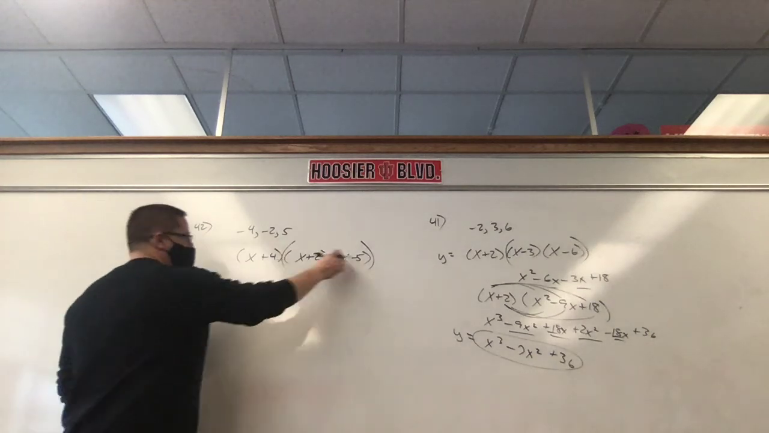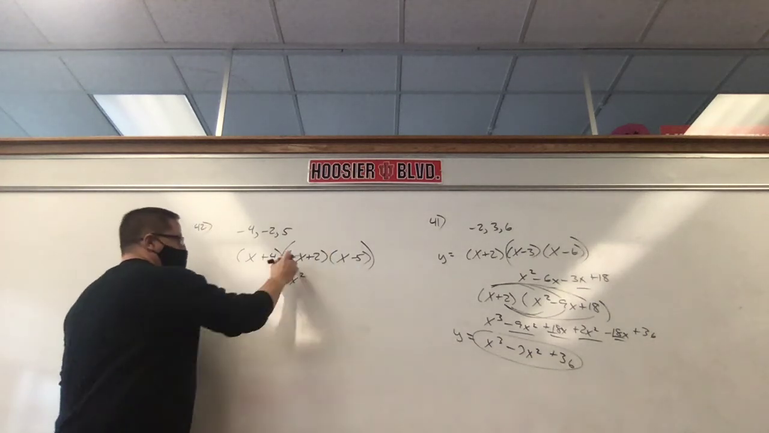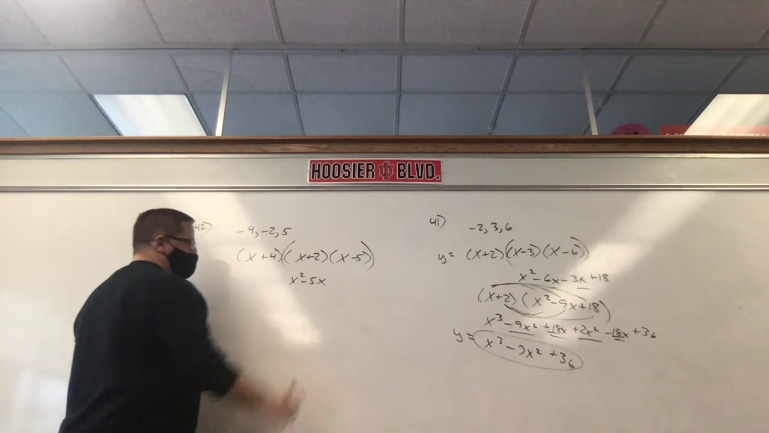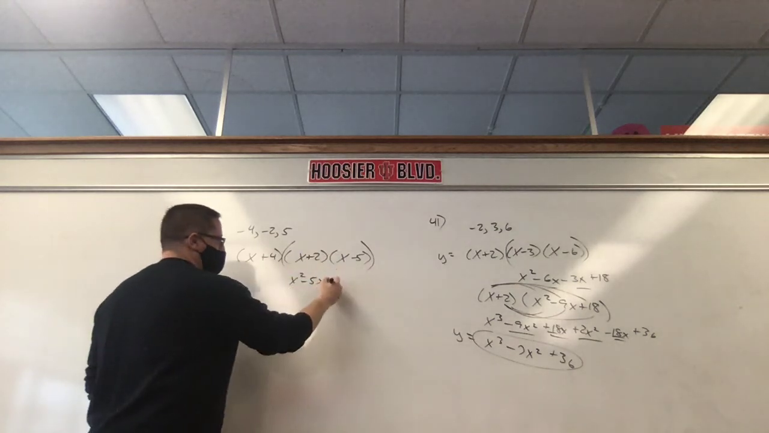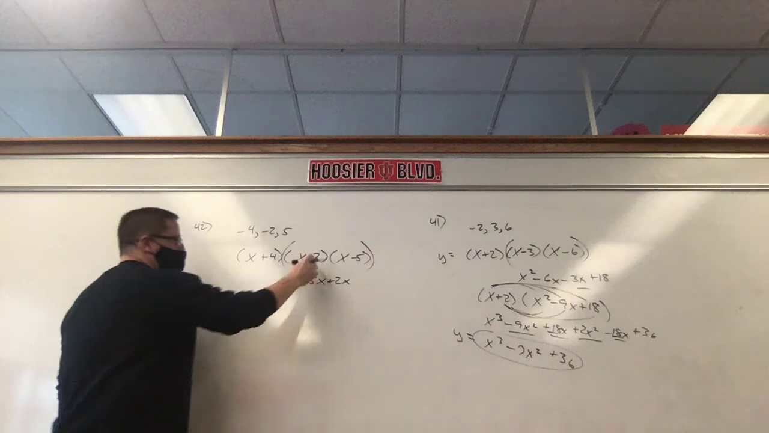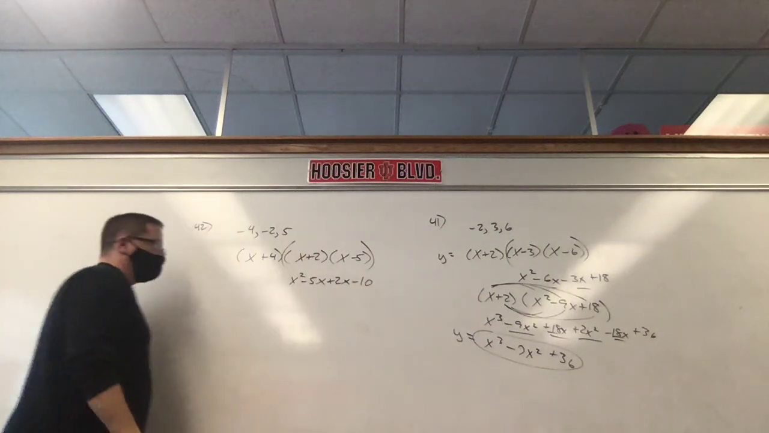Our first terms are x times x, which is x squared. Outer are x times negative 5, that's negative 5x. Inners are 2 times x, which is 2x. Last are 2 times negative 5, which is negative 10.